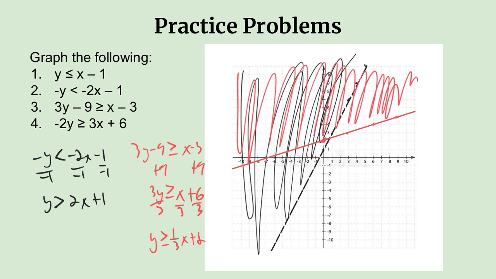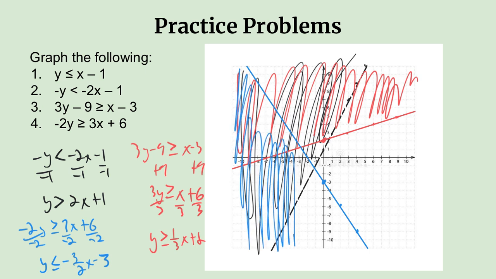Then the last one, we've got negative 2y is greater than or equal to 3x plus 6. Divide by negative 2 everywhere. So y is less than or equal to, we flip it because we divide by a negative, negative 3 halves x minus 3. Negative 3 halves means we go down 3 to the right 2. Down 3 to the right 2. And then we can make our line. It's greater than or equal to, so it's a solid line. And then it's y is less than, so that means everything less than, so it's all down here.